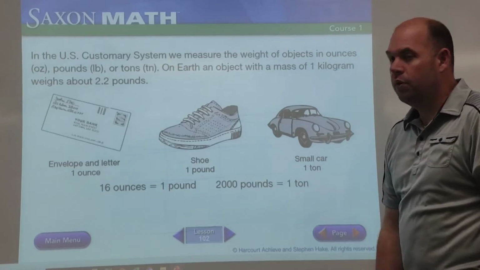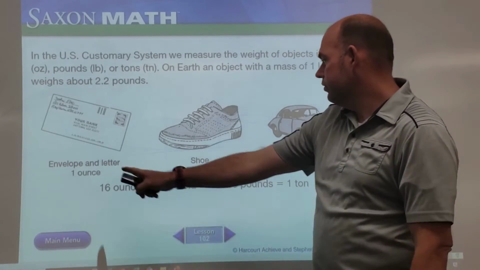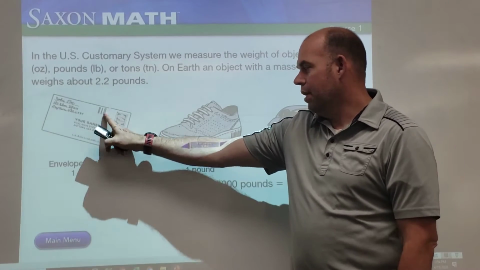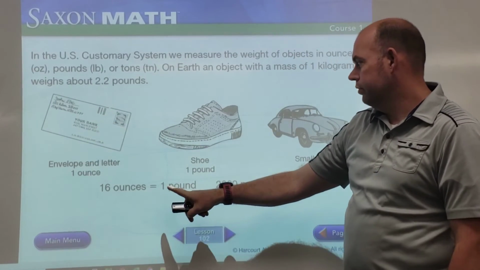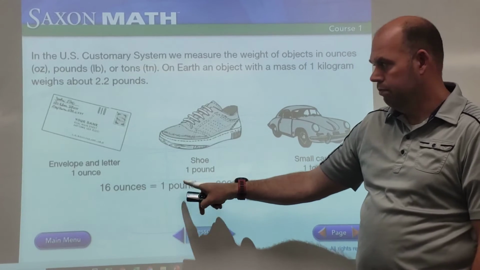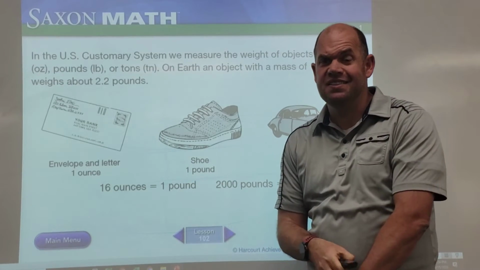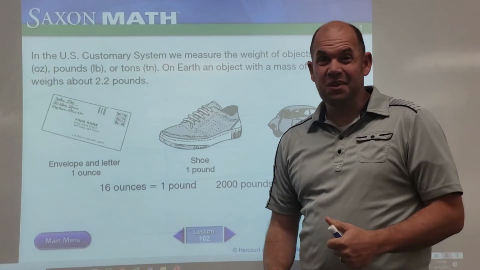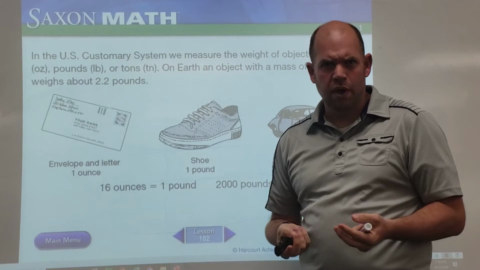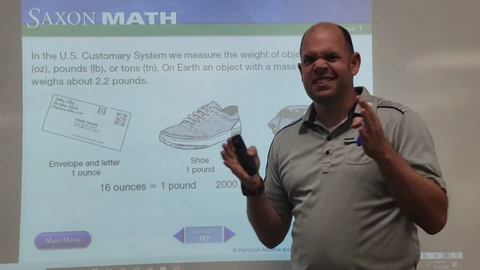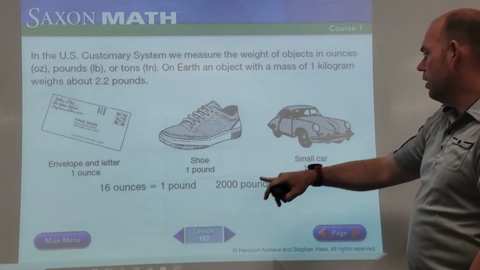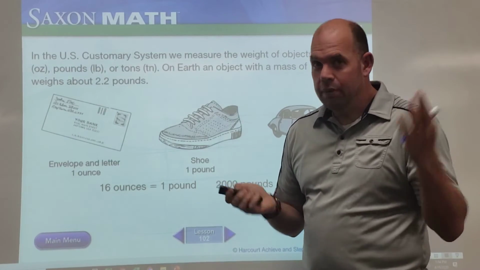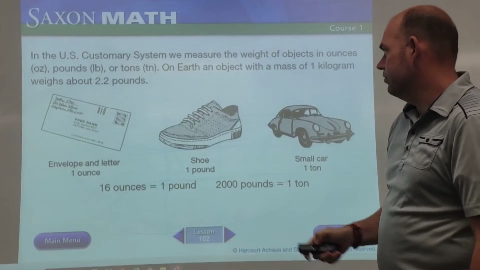In the US customary system, we use ounces, pounds, and tons. One ounce is about the weight of an envelope, and 16 ounces equals 1 pound. You just have to remember that. It's not nice and easy like the metric system where 1,000 equals 1. Here it's 16 equals 1. Sometimes I mess that up because in time we're dealing with 12s, so you have to remember in weight it's 16. And then 2,000 pounds equals a ton. Why they decided that, I don't know, but you just have to remember it.